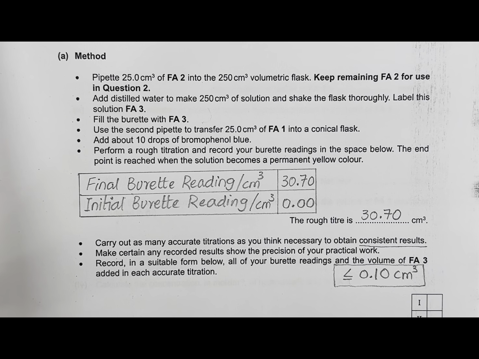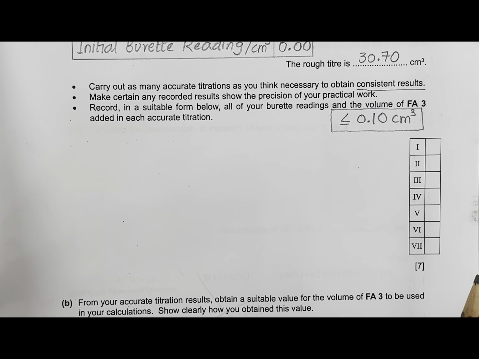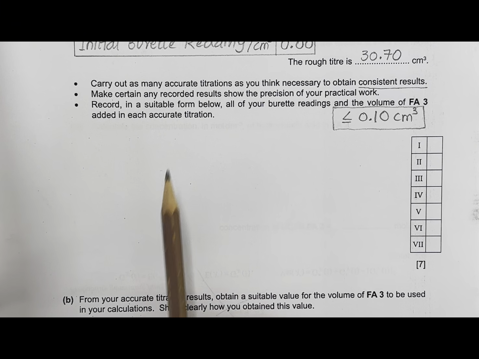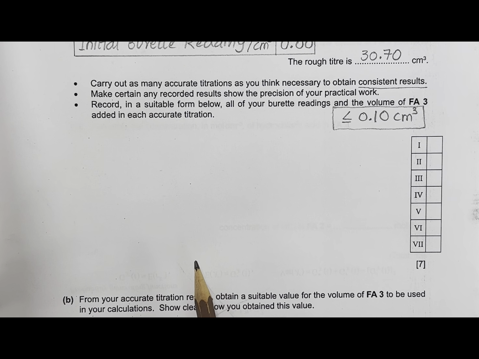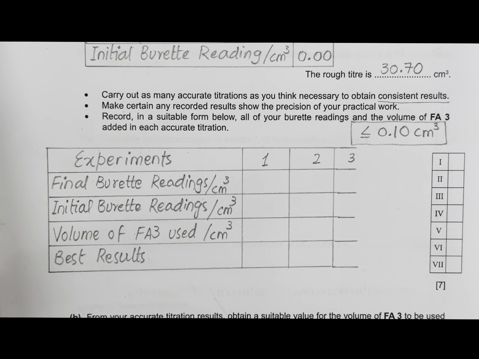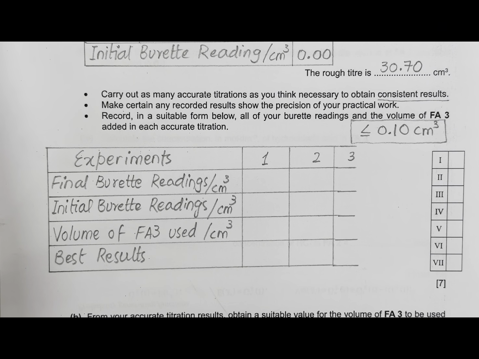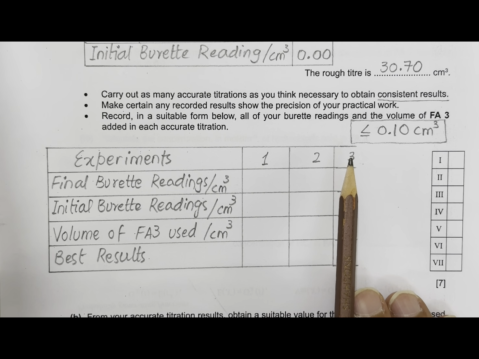accurate titration. So in the space they have given here, we have to draw a suitable form. Suitable form means a comprehensive table that includes our accurate titration results. So let us draw this table first. So I have made here a comprehensive table including all the necessary readings. However, I have kept this third titration results open.